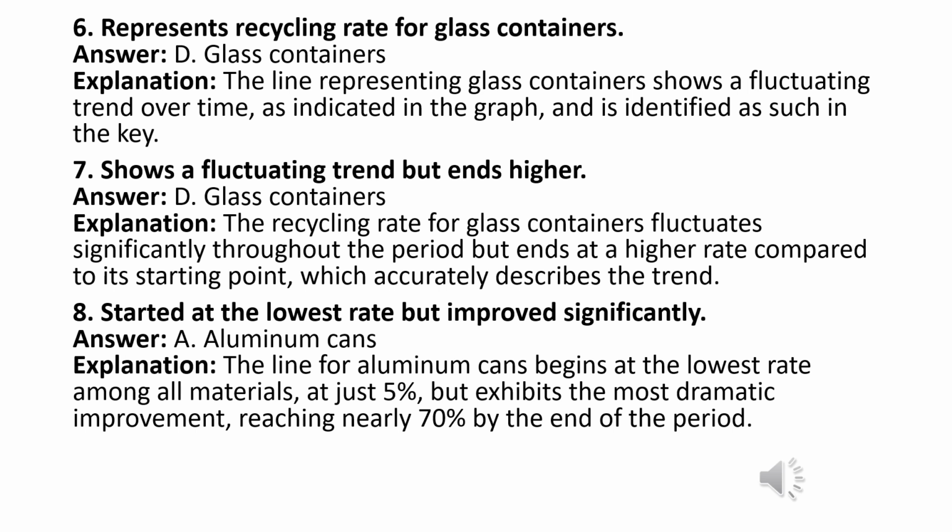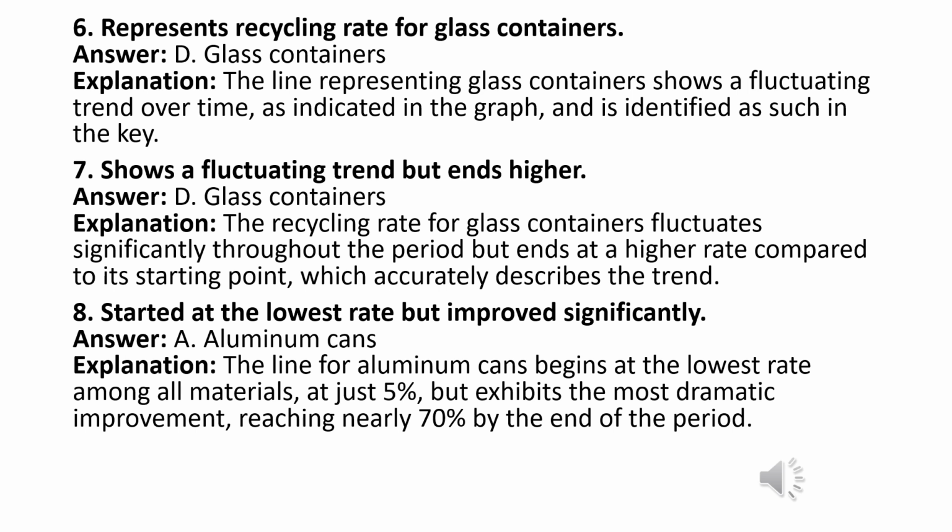Question 7 shows a fluctuating trend but ends higher. D. Glass containers. Explanation: the recycling rate for glass containers fluctuates significantly throughout the period, but ends at a higher rate compared to its starting point, which accurately describes the trend.